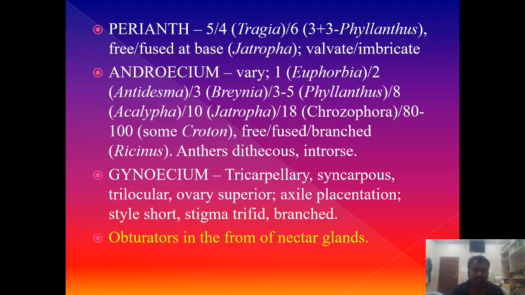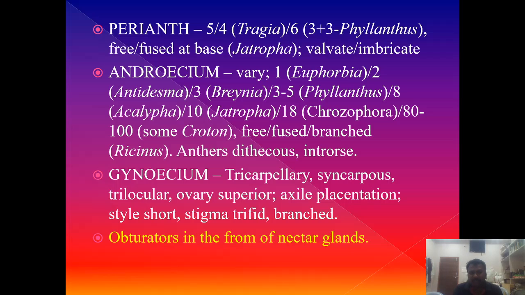Androecium: the number of stamens varies from species to species of the family Euphorbiaceae. For example, in the genus Euphorbia only one stamen is present. In Antidesma, 2 stamens are present. Bridelia, 3 stamens. Phyllanthus, 3 to 5 stamens. Acalypha, 8. Jatropha, 10. Chrysophyllum, 18. And in some species of Croton, around 80 to 100 stamens are present. All the stamens are free in some species, but in some species they are fused. In some species, like Ricinus communis, the stamens are branched.